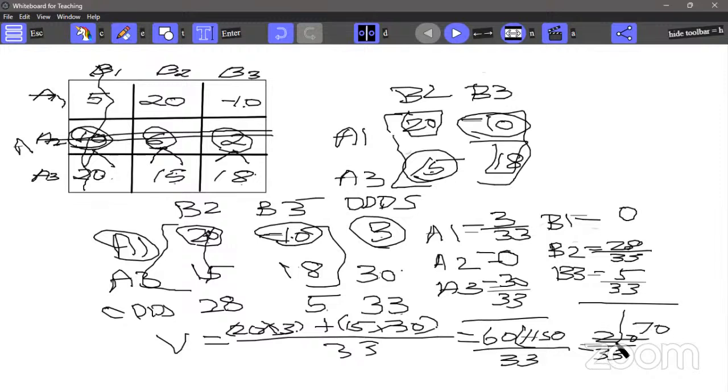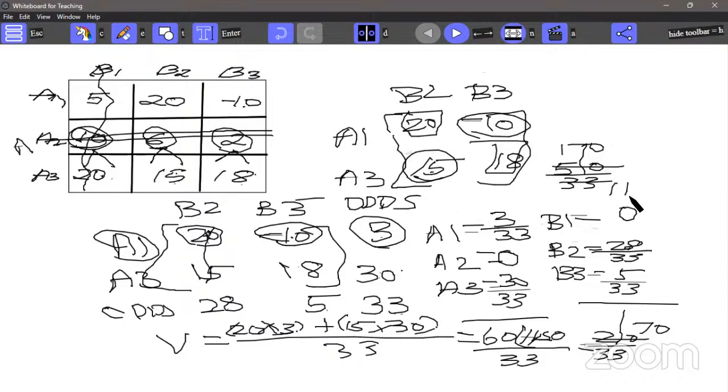Not 150 in the numerator, it is 450. I'm so sorry. How much is 450 plus 60? 510. So 510 by 33. How much is that? 170 by 11. Is that clear? You can check it with another row or column also. You will get exactly the same.